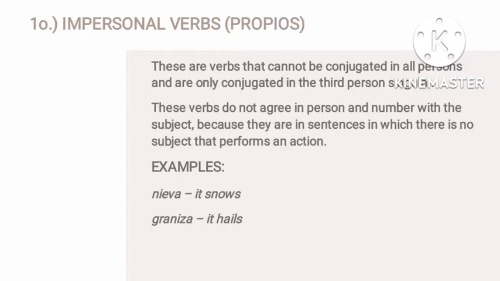The 10th one is the impersonal verbs, or propios. These are verbs that cannot be conjugated in all persons and are only conjugated in the third person singular. These verbs do not agree in person and number with the subject. They are in the sentences in which there is no subject that performs an action.